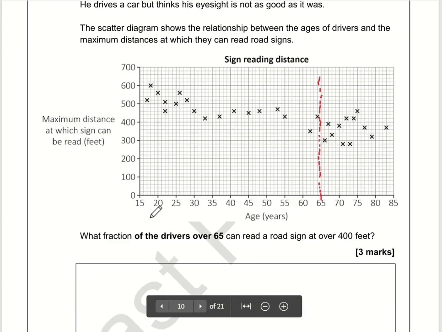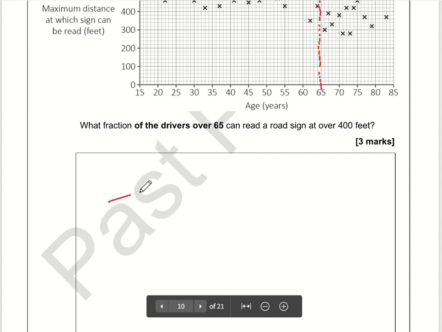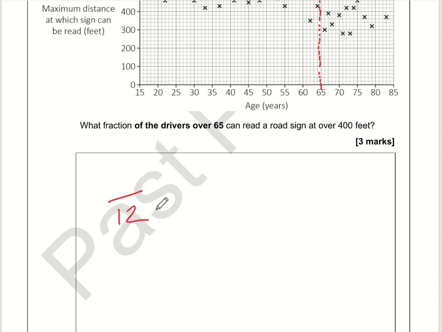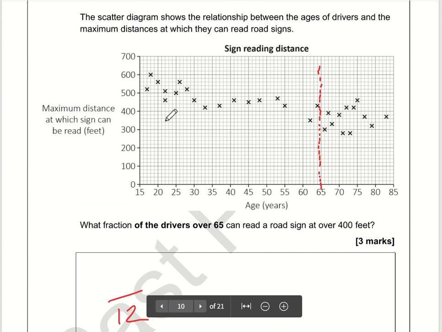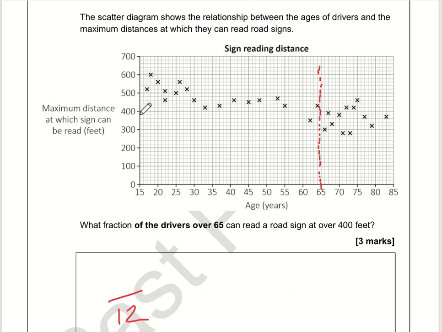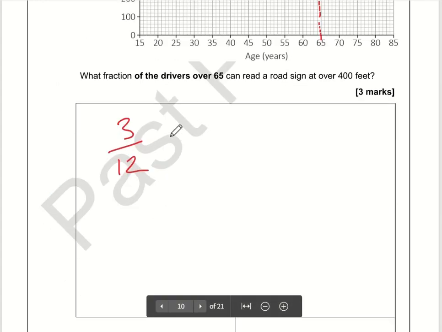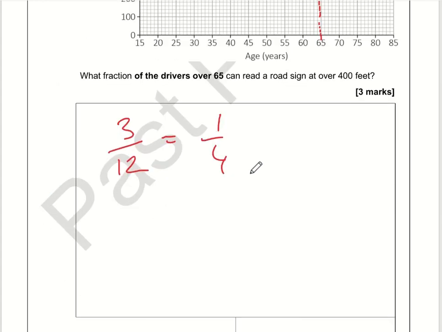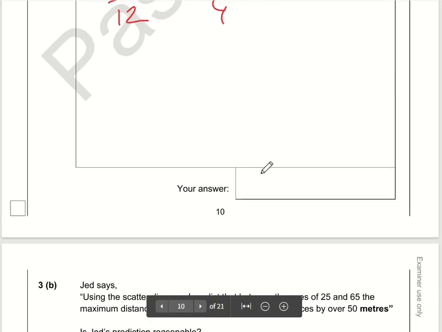So there are 12 drivers over 65, and how many can read a sign which is more than 400 feet away? So this is 400 feet here. So how many are above this line? Well, we can see there are 3. So that is 3 out of the 12, and 3 out of 12 we can divide the top and the bottom by 3, so that simplifies down to 1/4.